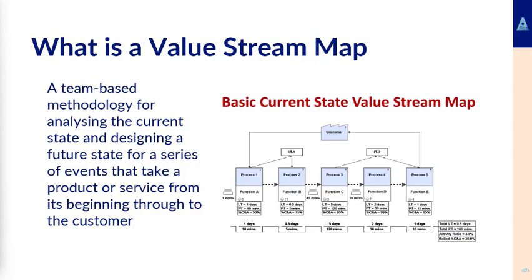On the left we have a definition of a value stream map or mapping. A team-based methodology for analysing the current state and designing a future state for a series of events that take a product or service from its beginning through to the customer. So it sets out the different processes that need to be undertaken to take, in manufacturing terms, a product all the way through to completion. So when the order comes in to when it gets to the customer.